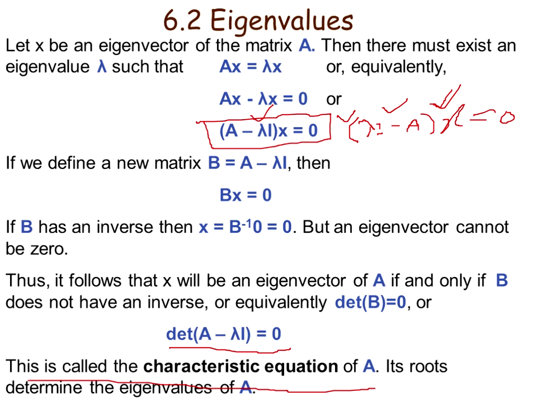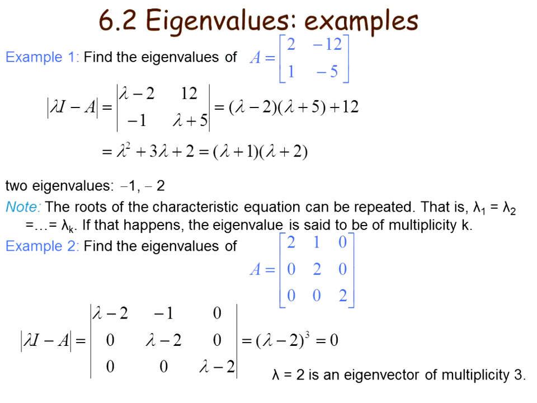But in my class, in place of determinant I write lambda I minus A is equal to 0. This is called the characteristic equation. In a face-to-face class, I told you to write this type of thing: lambda I minus A is equal to 0. It is called the characteristic equation.